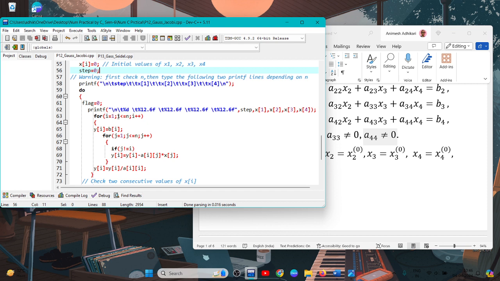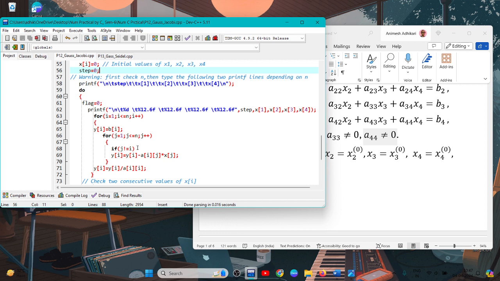And for i equal to 1, i less than or equal to n, here n equal to 4, i plus plus. And yi is the new variable. Initially yi is the new variable, say y1 equal to b1, i equal to 1. Next, j equal to 1, j less than or equal to n, j plus plus. If j not equal to i, yi equal to yi minus aij star xj. So here i equal to 1 and j equal to 1, if i not equal to j, so this step omits this.